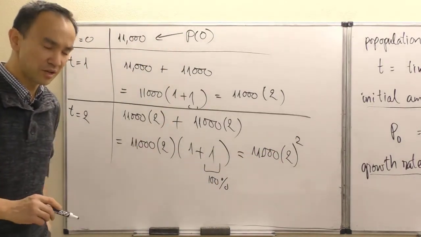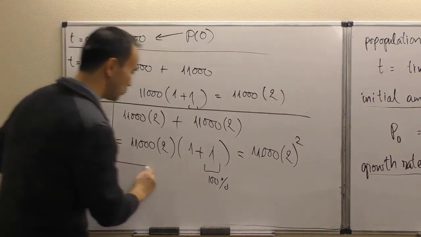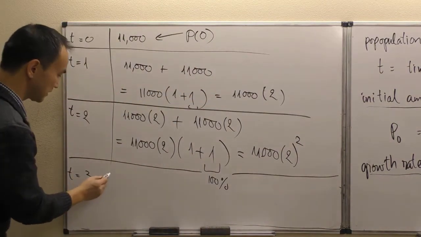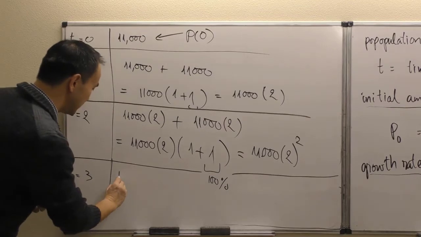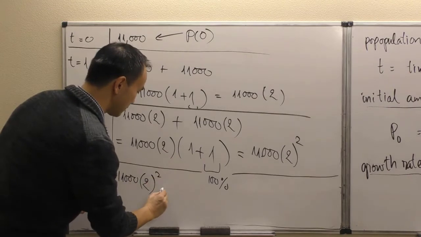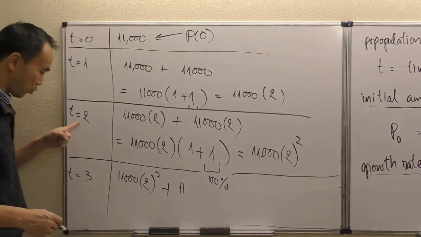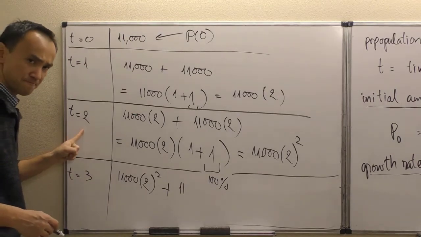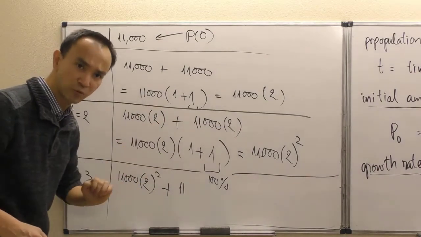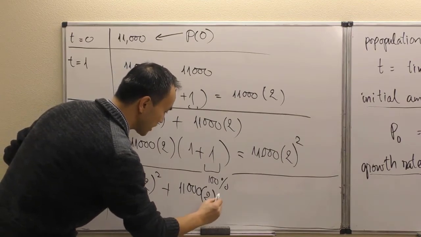Let's proceed one more step right here. So when t equals 3, all right, we should be looking at 11,000 times 2 squared plus 100% of that, because when t equals 3, it's 1 hour later after t equals 2. And so we're just simply going to add another 100% of that much from t equals 2. So now 11,000 times 2 squared, plus 100% of that.